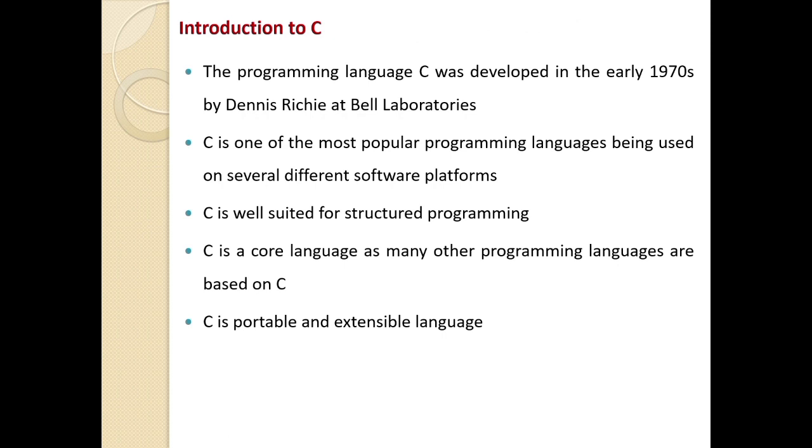The programming language C was developed in the early 1970s by Dennis Ritchie at Bell Laboratories. Dennis Ritchie is the one who introduced C programming. C is one of the most popular programming languages used on several different software platforms, and C is well suited for structured programming. C is a beginner friendly language, and it is a core language as many other programming languages are based on C. For example, many operating systems and many software are written in C. C is a portable and extensible language.